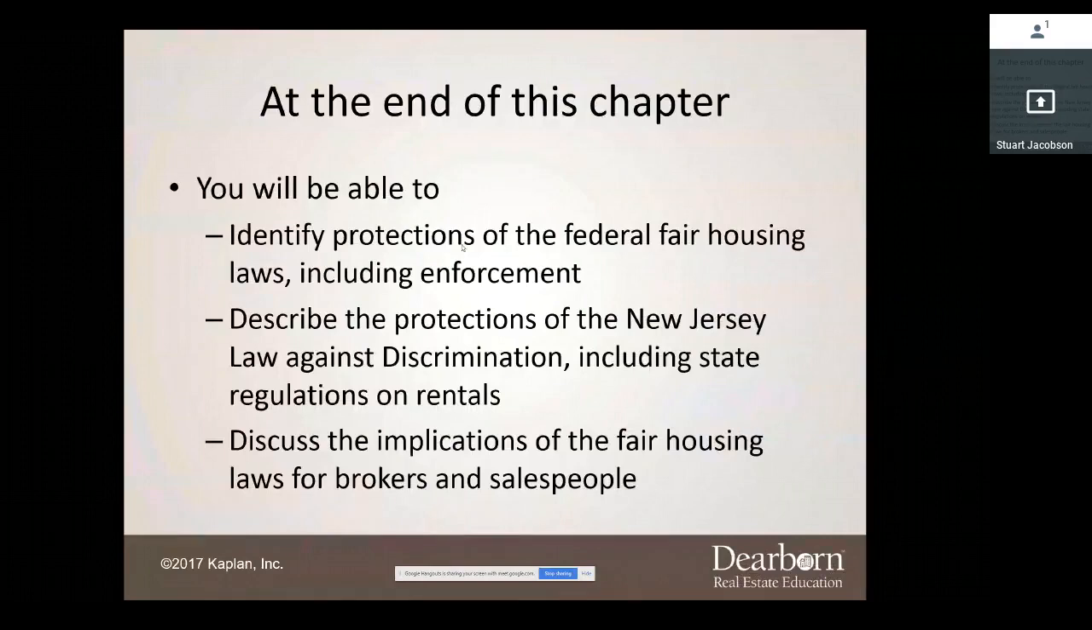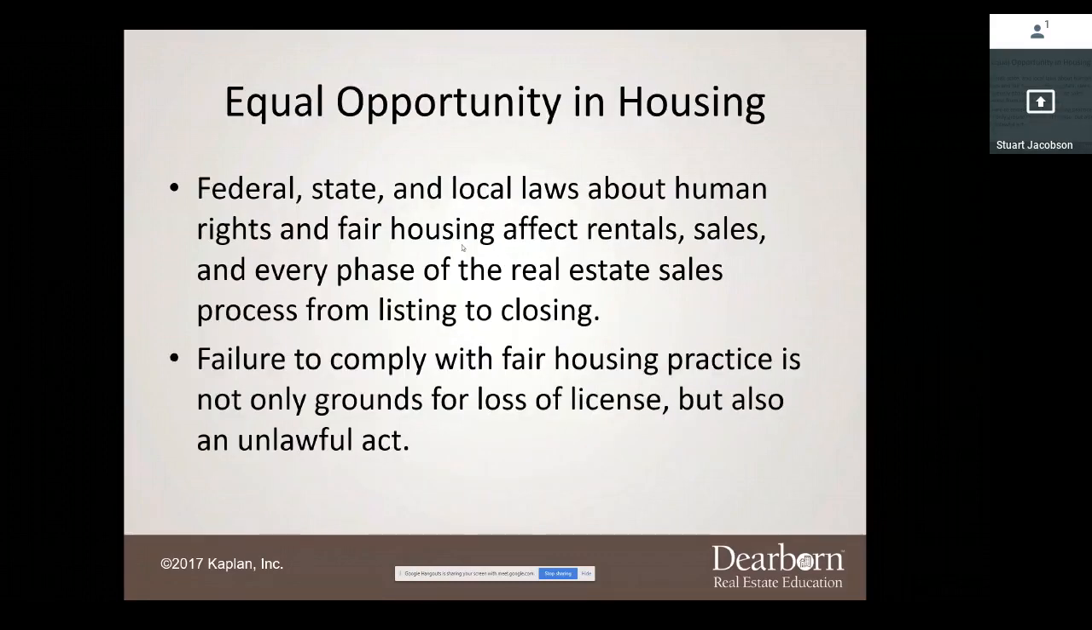Okay. So you'll be able to identify the protections of the federal fair housing laws, also describe the protections of New Jersey law, and the implications of fair housing laws as regards to brokers and salespeople. Okay, so there are two federal laws as well as one state law, and then there are several illegal practices in the state of New Jersey.